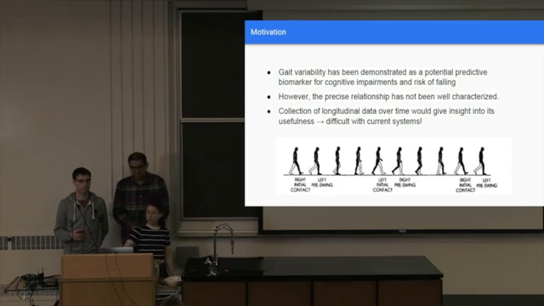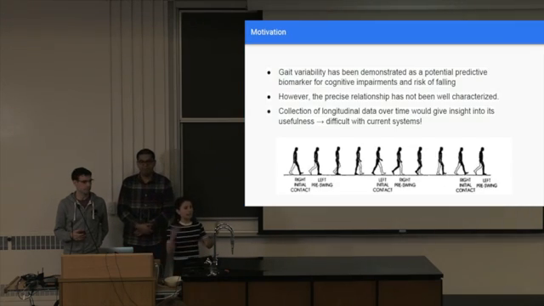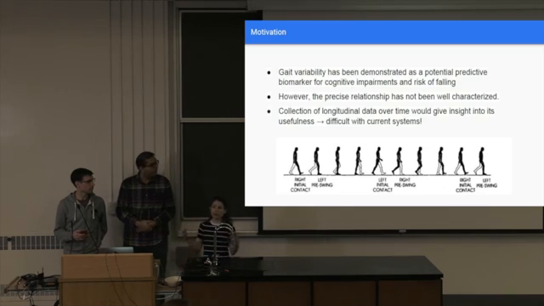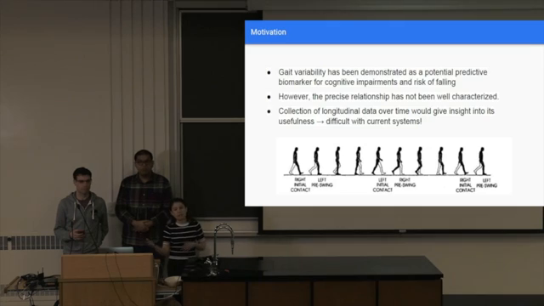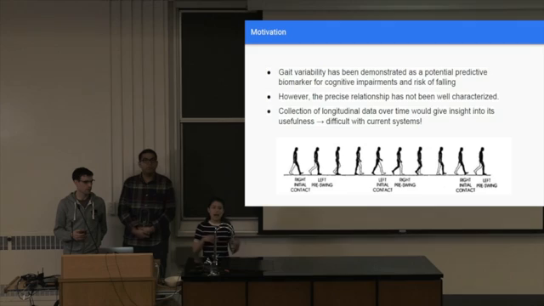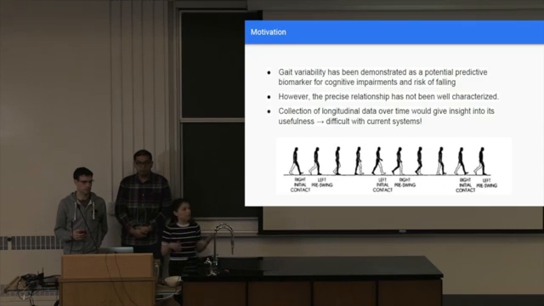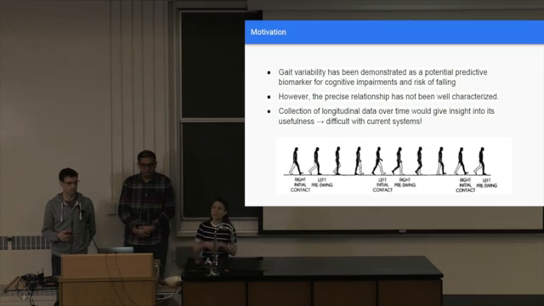And so the motivation for this app: gait variability, the stride-to-stride fluctuations in the way someone walks. You can also think of it as the average deviation from the mean stride time. It has been demonstrated as a possible predictive marker for cognitive impairments and falls risk. However, there's a lot of mixed information in the literature. The relationship hasn't been well characterized. And one of the ways that we could address this issue is to collect more longitudinal data, so collect more information from patients over time, over the course of rehabilitation.